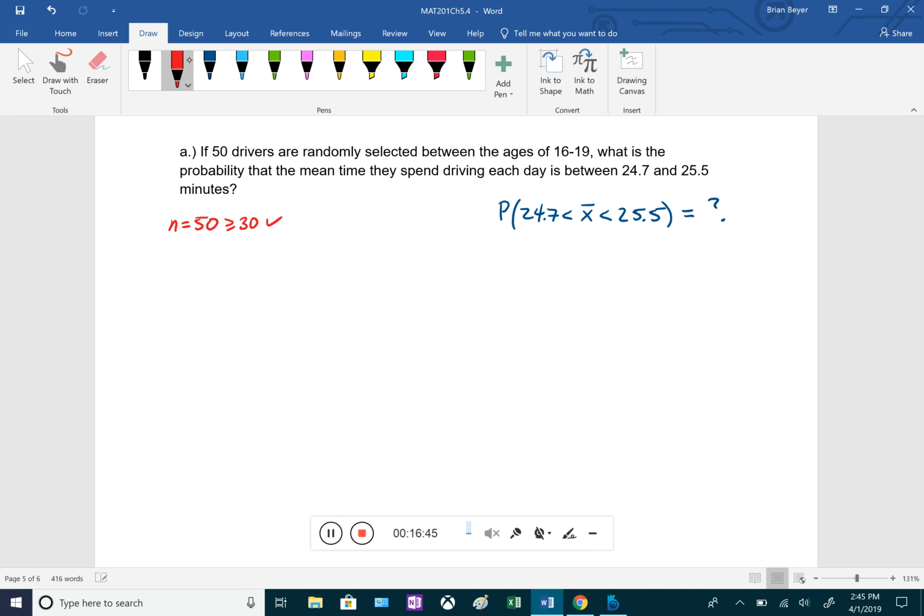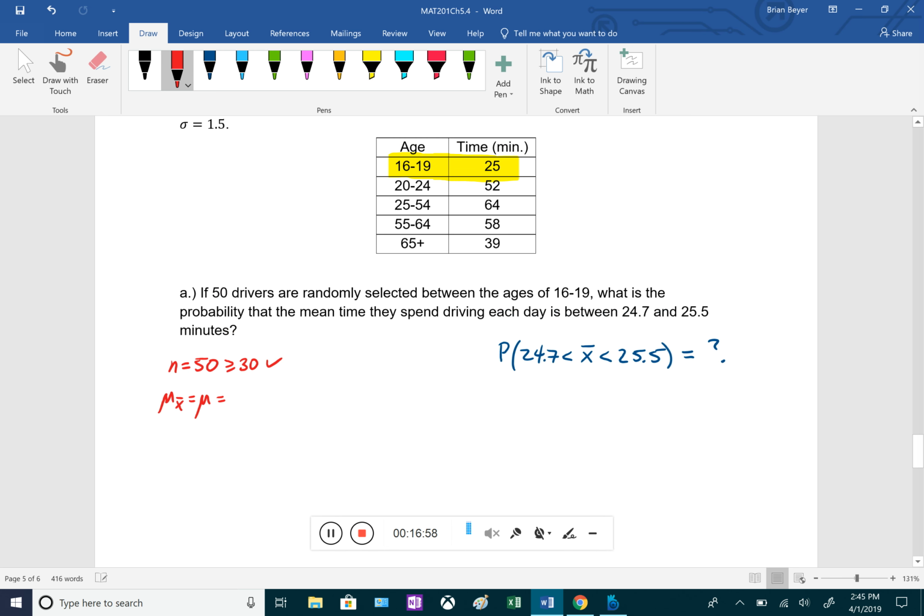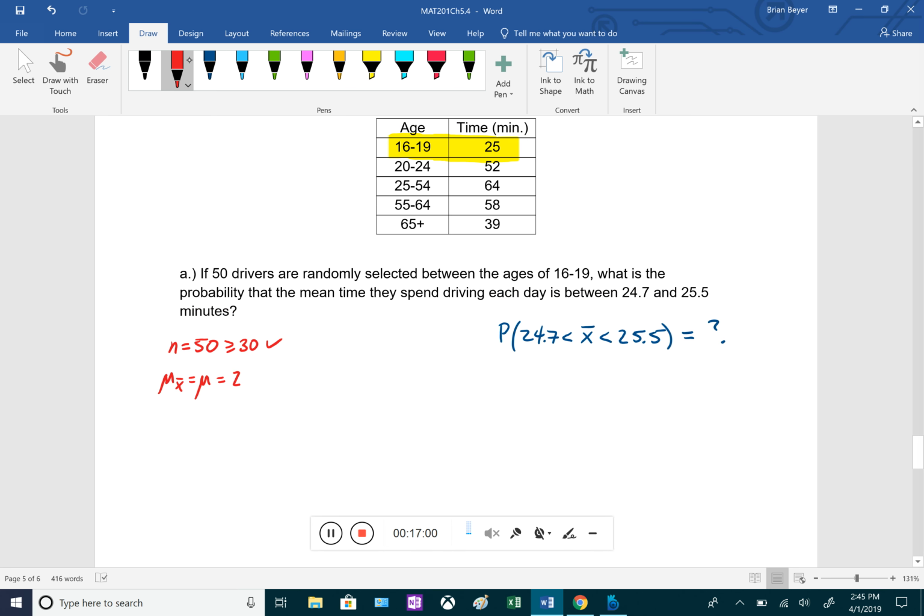Let's figure out some of the givens here. The mean of the sample means is going to equal the population mean. This is going to be from the table. This is going to be the 25 minutes. It's the mean of the sample means for that age group.